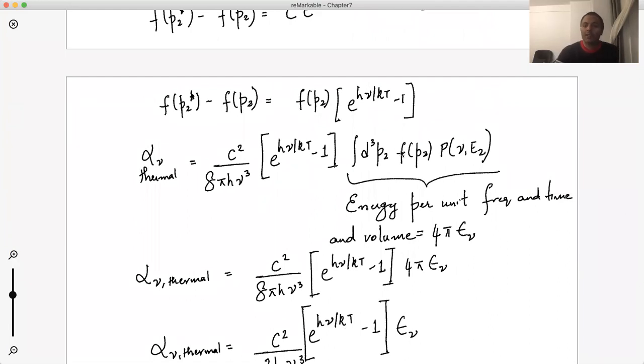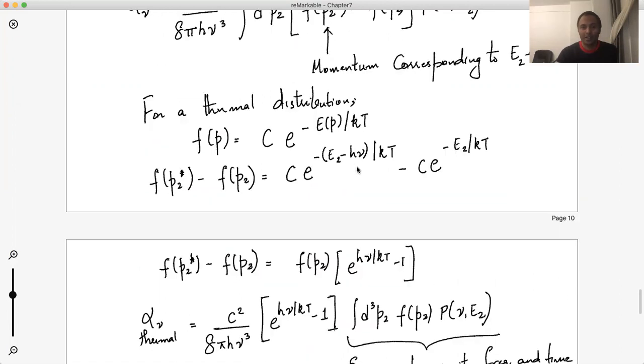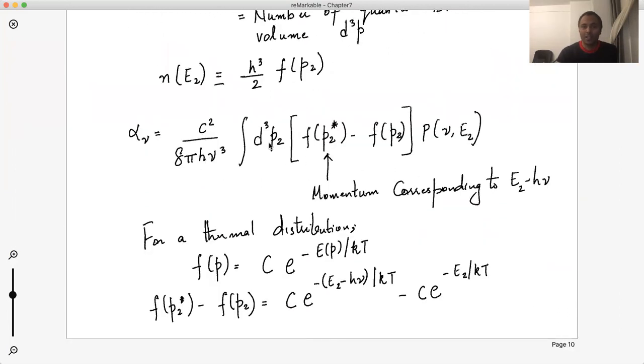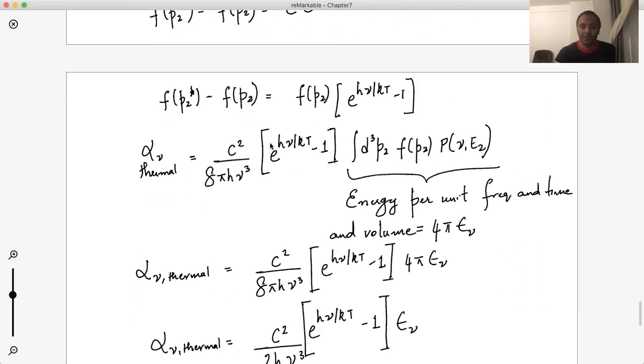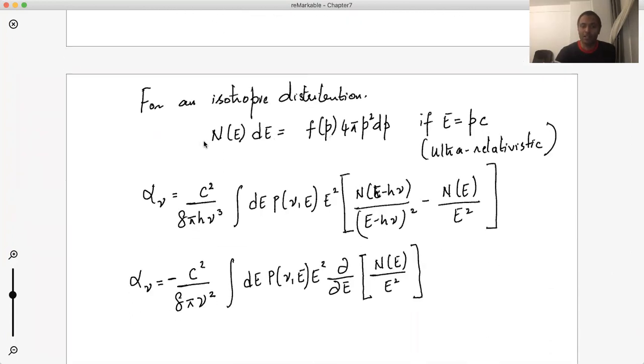Now, if you also have an isotropic distribution of electrons, you can get rid of this 3-dimensional integral over here and just make it into a 1-dimensional integral over energy, let's say, because if the electrons are moving in all possible directions, then you can always get rid of the 3D integral. So instead of a 3-dimensional distribution function f, you can have a 1-dimensional distribution function n of E.